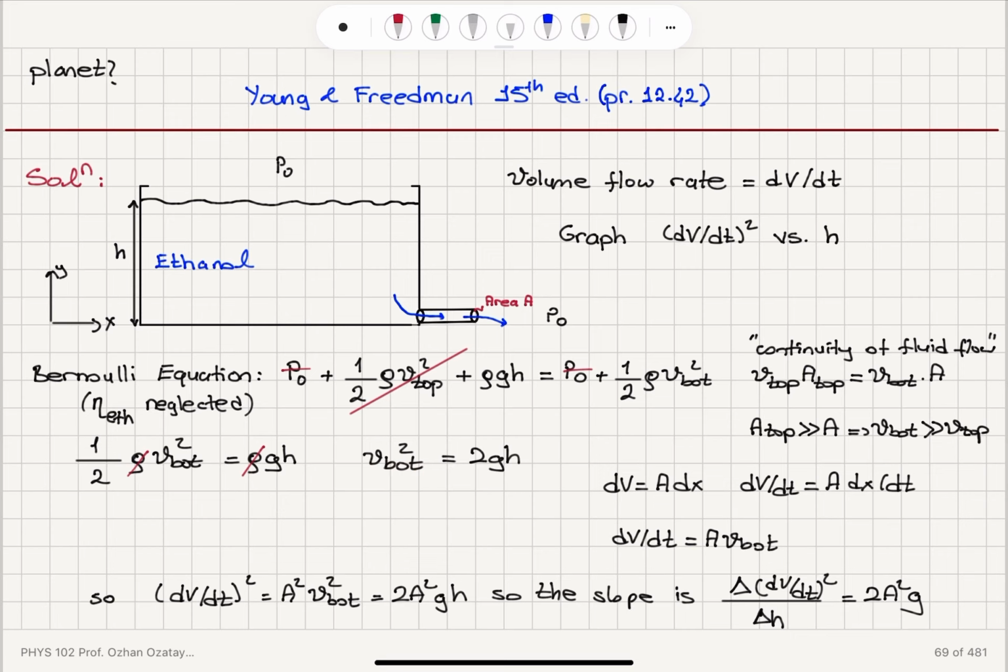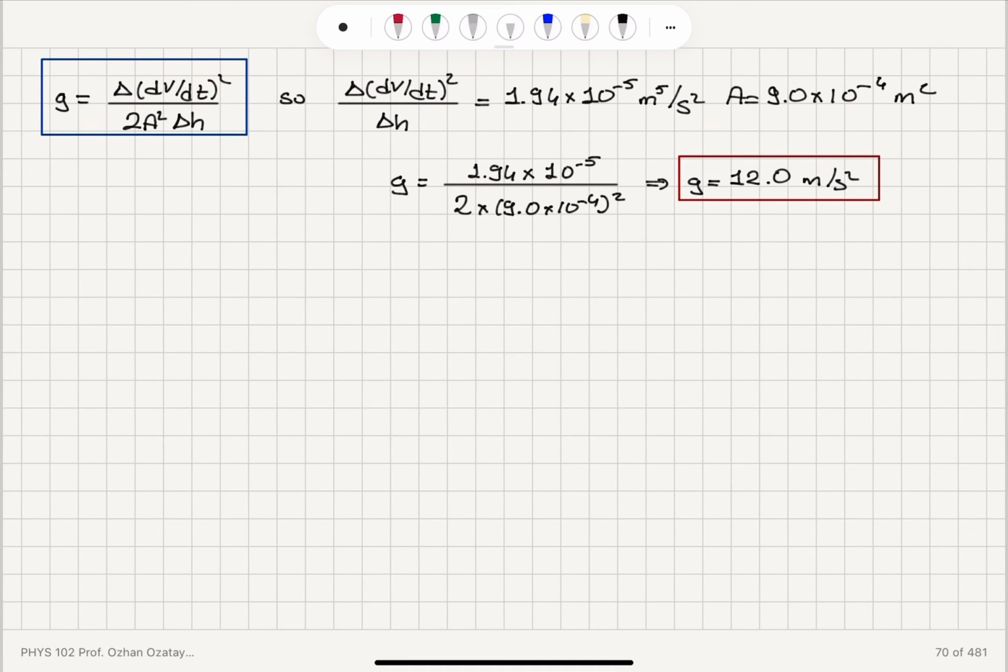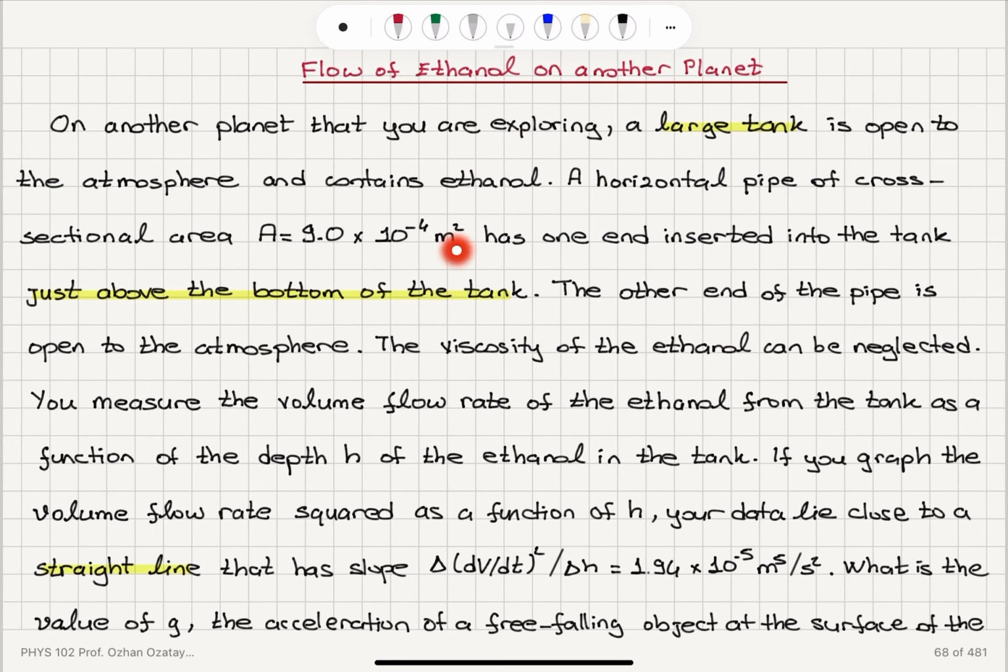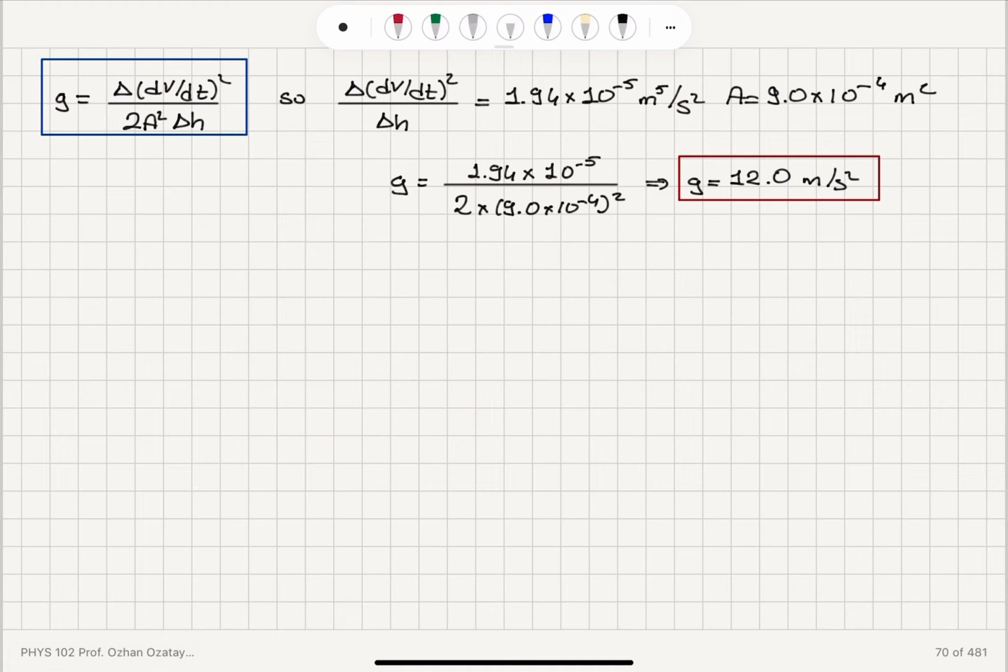Now, how is this related to the volume flow rate? Well, V bottom times A is the volume flow rate. So if I take the square of this, it's A squared V bottom squared, which is A squared times 2gh. So the slope of (dV/dt) squared versus h is 2A squared g, and g is the slope divided by 2A squared. The slope value is given here, area is given here, 9 times 10 to the minus 4 meters squared. So we can plug in the numbers and we reach the gravitational acceleration on this new planet, 12.0 meters per second squared.